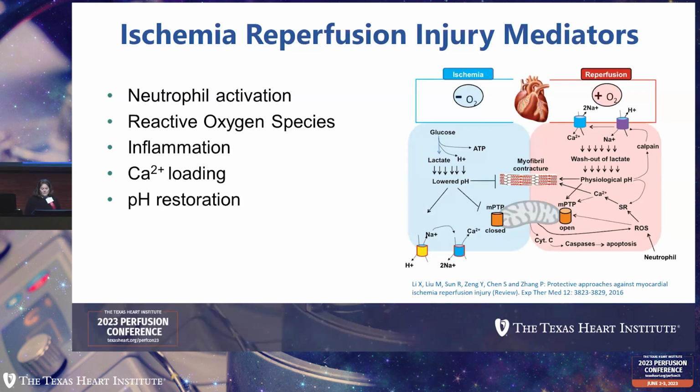The ischemia reperfusion injury mediators that we most commonly follow in research are neutrophil activation, ROS, inflammation, calcium loading, and pH restoration. These occur mostly from the ischemia reperfusion injury complex process, which involves several interrelated factors, including a decrease in cellular ATP, accumulation of hydrogen ions, calcium overload, and ROS. These factors collectively promote cellular injury and subsequent myocardial death.